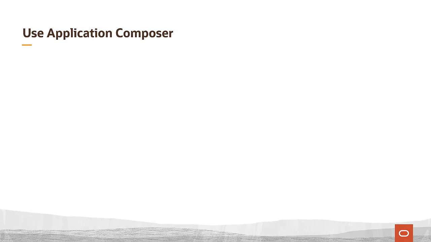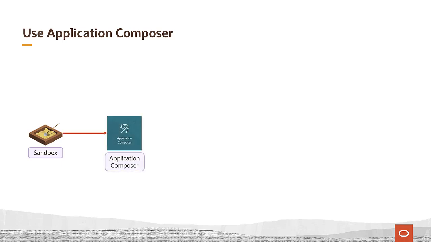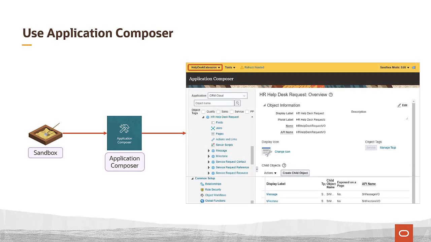Application Composer is an in-application tool. You need the Sales Administrator role to work with it. The general steps are to create a sandbox, which is your own independent work area for making application changes. Once you're in the sandbox, use Application Composer to modify the HR Help Desk object. First, verify that you're in a sandbox. Next, select the HR Help Desk request object. Within the object, you can create new fields. You can add server scripts such as validations, triggers, or object functions. You can modify child objects, or outside of the HR Help Desk request object, you can create object workflows based on that object.